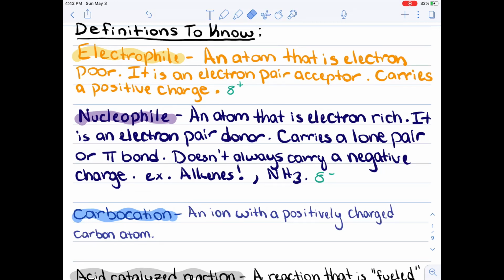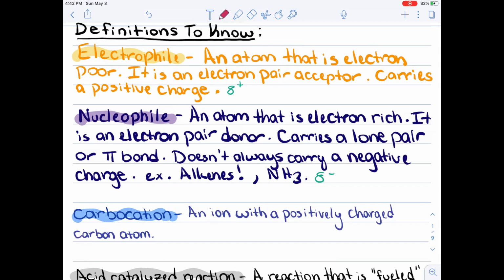Here are a few definitions for you to know. What is an electrophile? It's an atom that is electron poor. It is an electron pair acceptor and it carries a positive charge. It can also carry a partially positive charge as well.